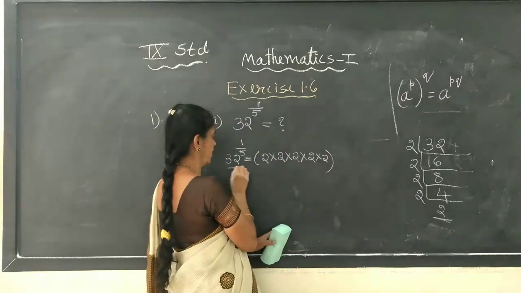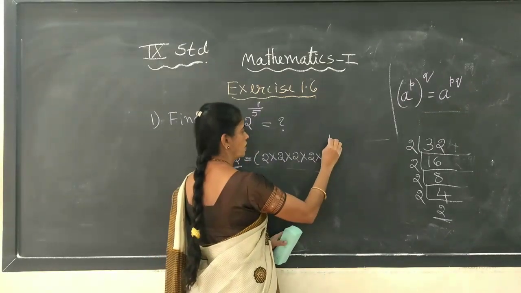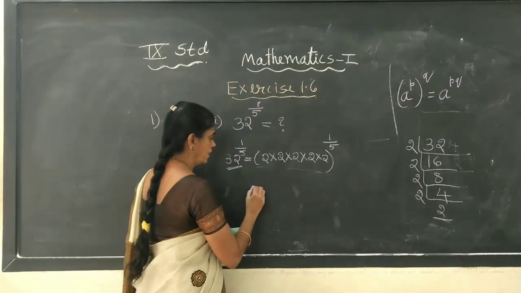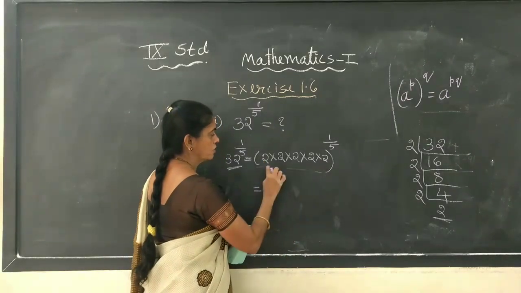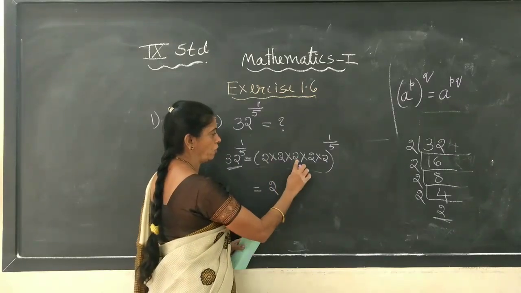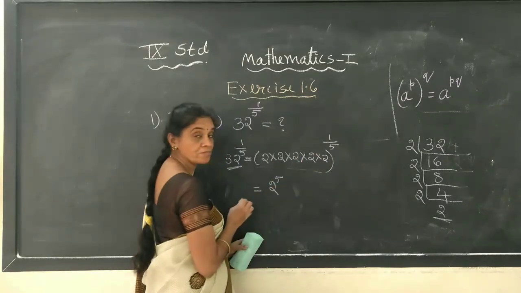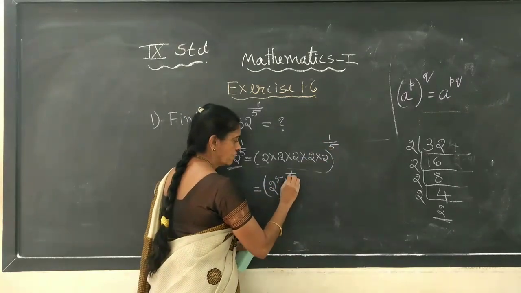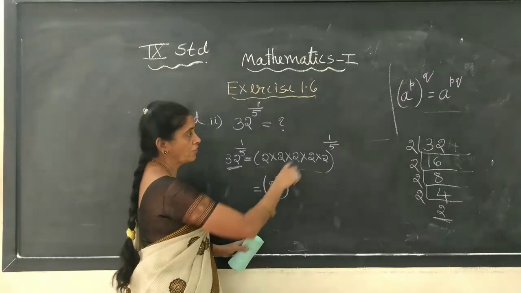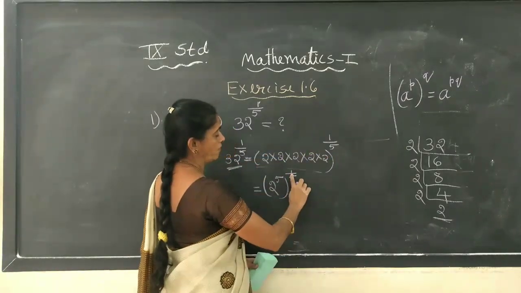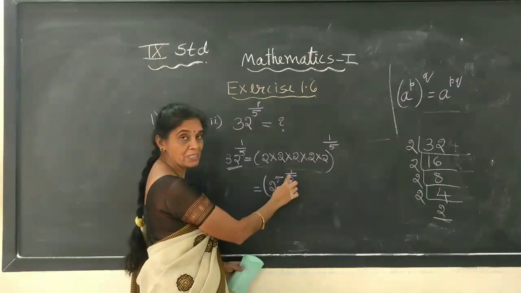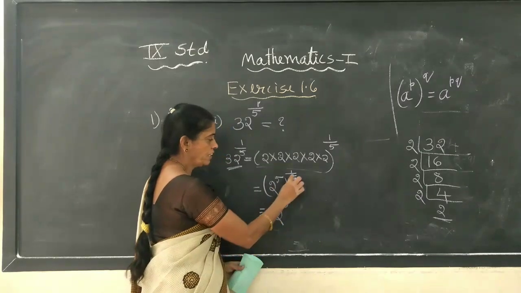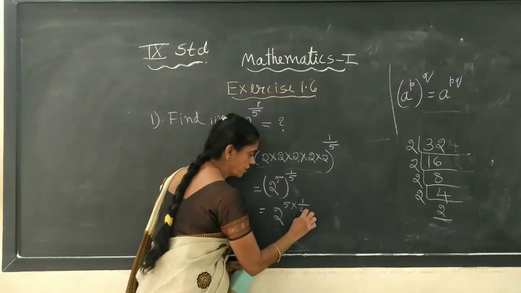2 to the power of 5, that is 2 multiplied 5 times, is equal to 32. So 32 to the power of 1 by 5 equals this number to the power of 1 by 5. In the bracket 2 to the power of 5, then outside the power is 1 by 5. Now apply the power of power rule: these two powers you have to multiply. So it is equal to 2 to the power of 5 into 1 by 5.